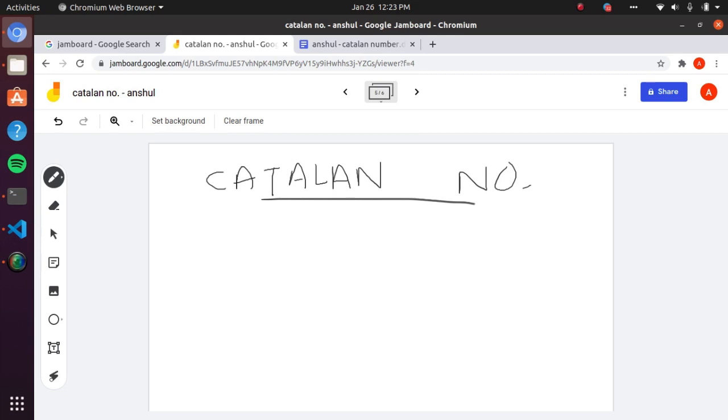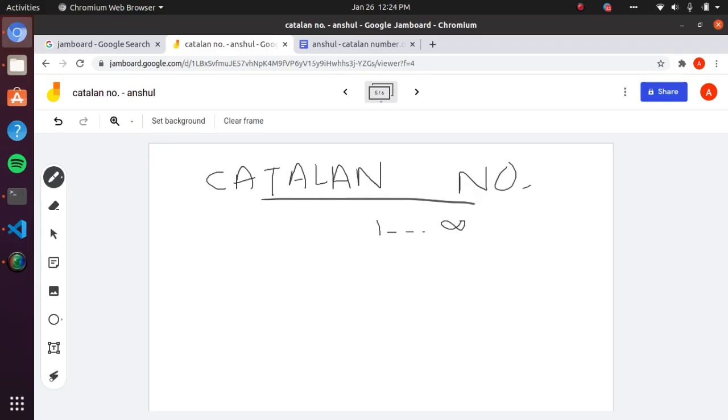So what are Catalan numbers? A Catalan number sequence is nothing but a sequence of natural numbers. Natural numbers are the numbers from 1 to infinity. Remember, it is a sequence, and we will see this sequence in many interesting counting problems. We are going to discuss one or two problems here itself.